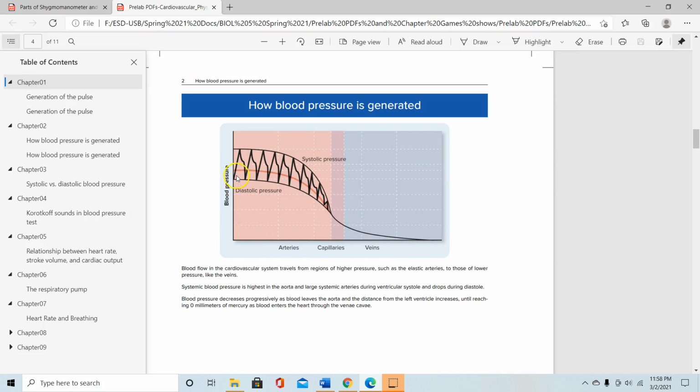You see the blood pressure here? This is diastolic blood pressure and systolic blood pressure. If this is zero, this is 80 millimeter of mercury and this is 120. So systolic, diastolic, systolic, diastolic, that means contraction, relaxation, contraction, relaxation. As the artery goes down, systolic and diastolic both go down.